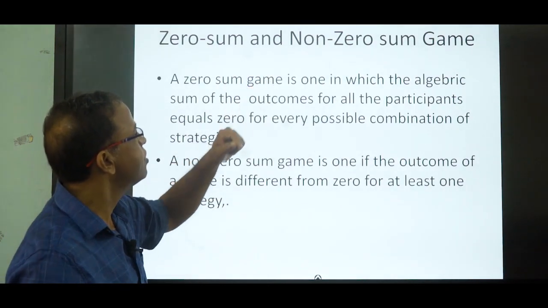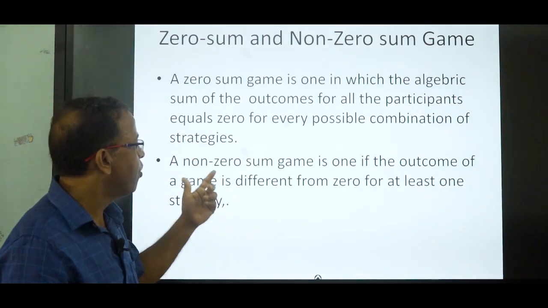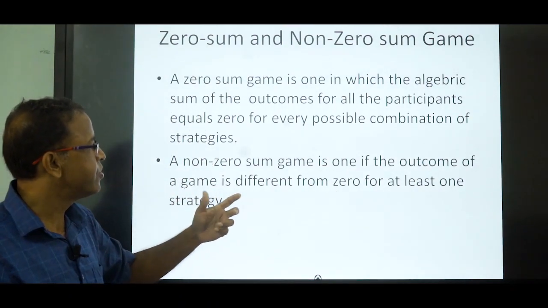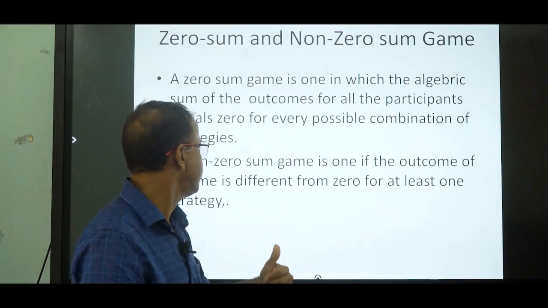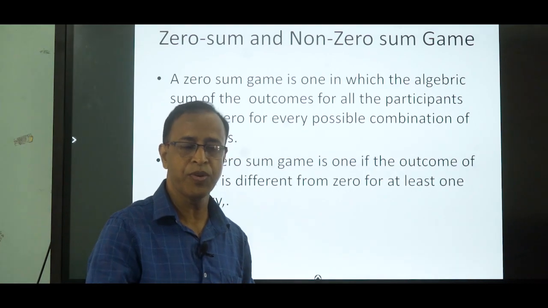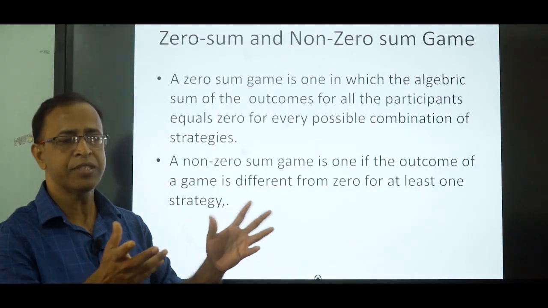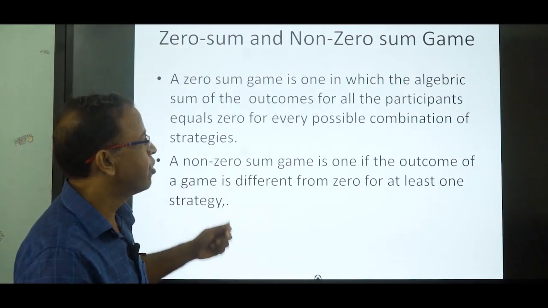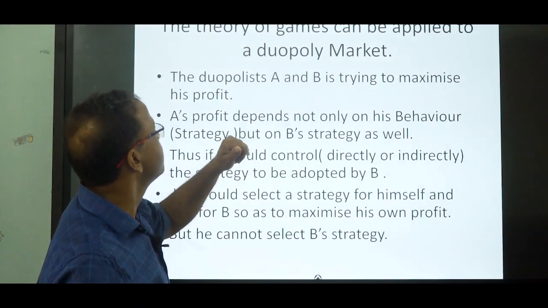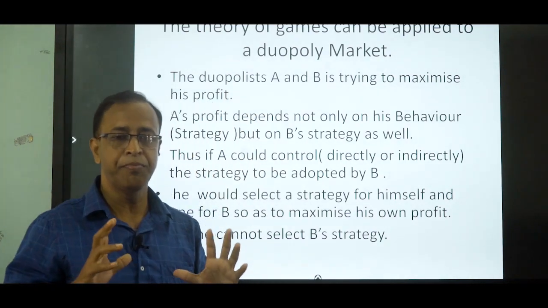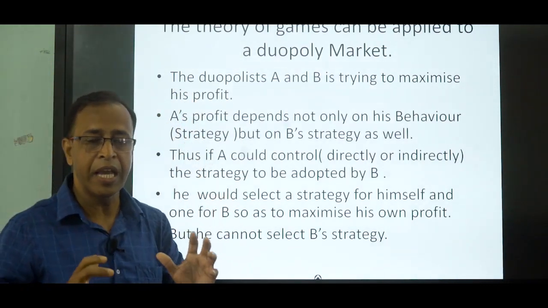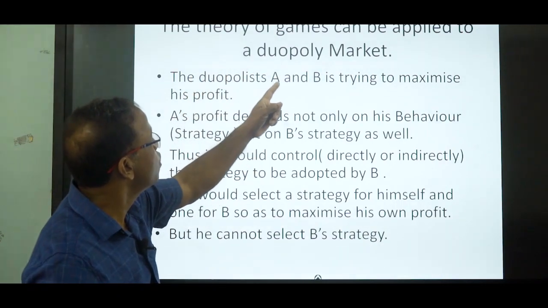And next is the non zero sum game. A non zero sum game is one in which the outcome of the game is different from 0 for at least one strategy. That means at least one strategy succeeds in the game, and someone will gain, and then it is called a non zero sum game. And next, the theory of game can be applied to a duopoly market. That means the main discussion for today is how this game is applied to the duopoly market.